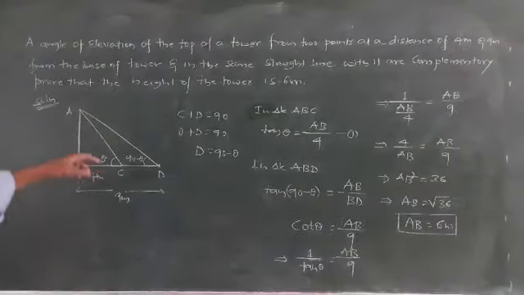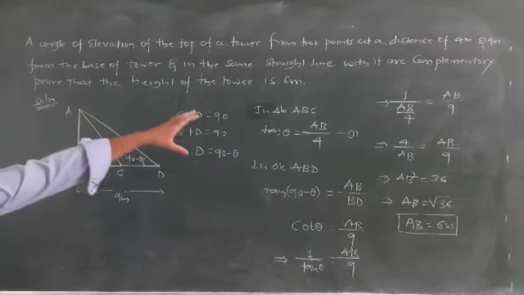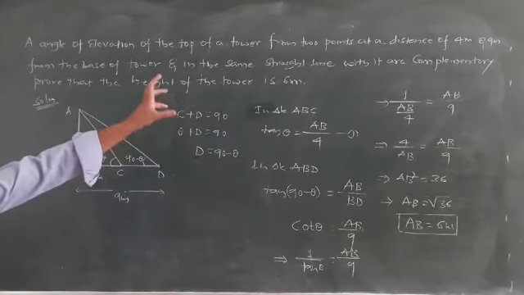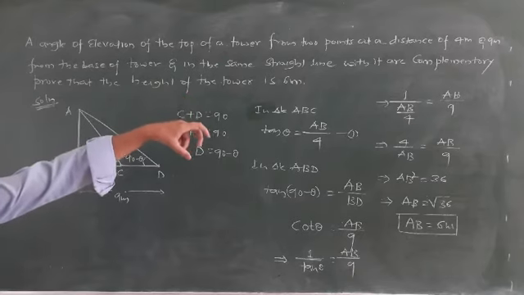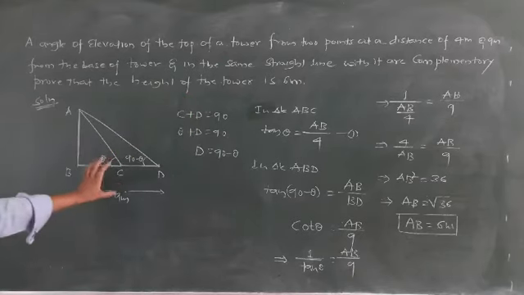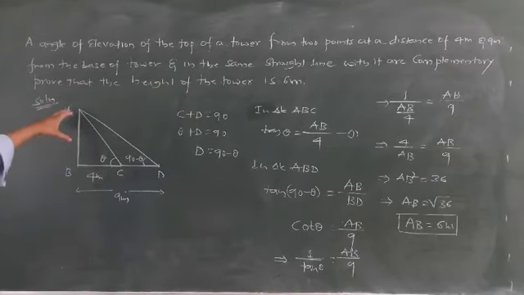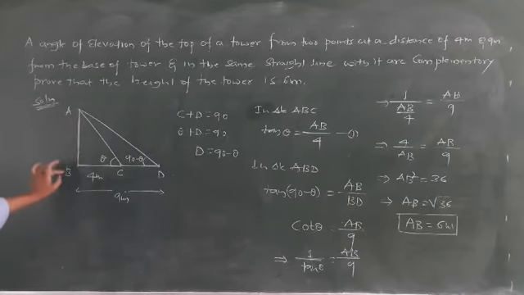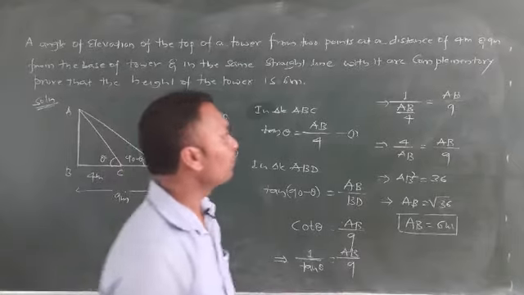See here, particular angles are not mentioned and only complementary angles are mentioned. By taking this we have proved, and they told us to prove what the height of this tower AB is equal to, 6 meter, and we have proved here AB is equal to 6 meter.